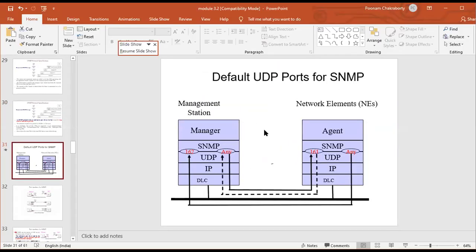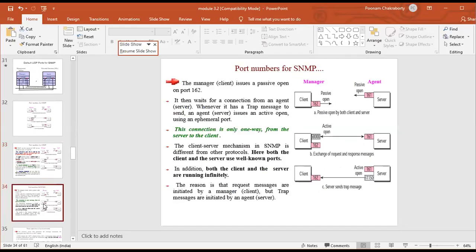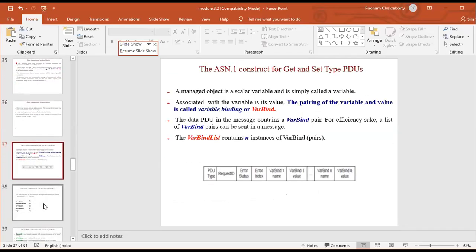These are the ports which I was saying. The manager is there, the agent is there. It is using the UDP port. So which UDP port I will be using, it won't be there directly in the notes, but it is an important aspect. And then we will understand how the communication takes place.